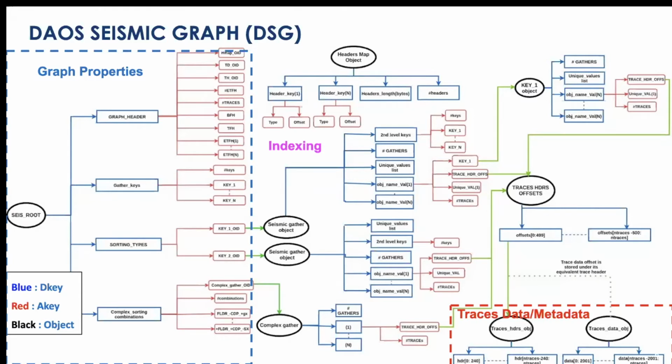For example, we can directly access traces having a specific FLDR or shot ID just by opening the FLDR seismic gather object, which guides us to the traces we need in the graph, as well as gives us useful metadata related to the FLDR header key itself, like the number of unique FLDR values or shot IDs. Finally, the left part here holds many of the graph properties, like the number of traces stored in the graph, the headers normally found at the beginning of a Seg-Y file, and some other useful metadata. We can look at this graph as our own native seismic data format. And based on this format, we have developed our DAOS-SEIS API.